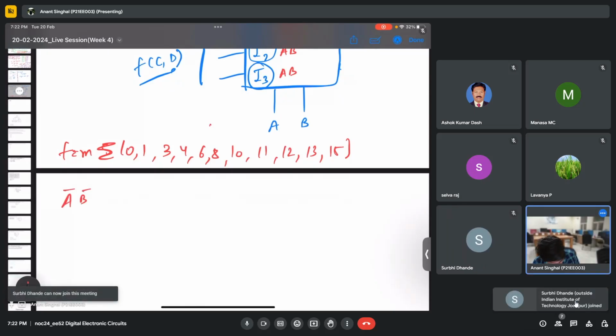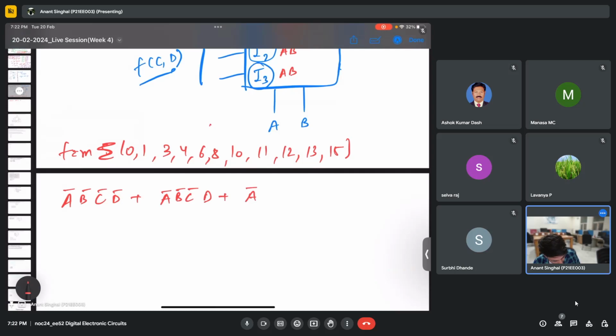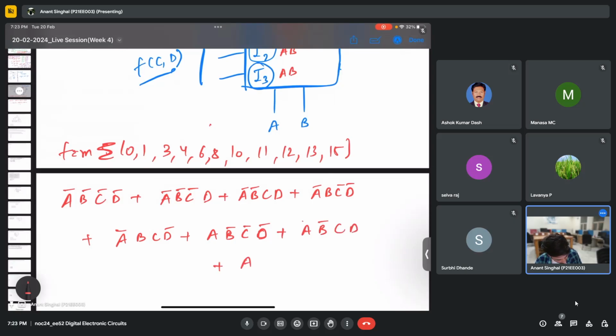Writing 0: since we have 4 variables now, 0 is 0000, then 1 is 0001, then 3 is 0011, then I have 4, that is 0100, then I have 6, which is 0110, then 8 is 1000, 10 is 1010, 11 is 1011.